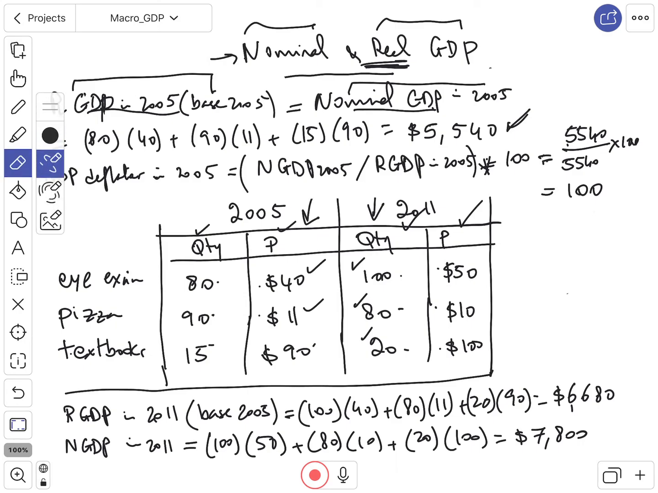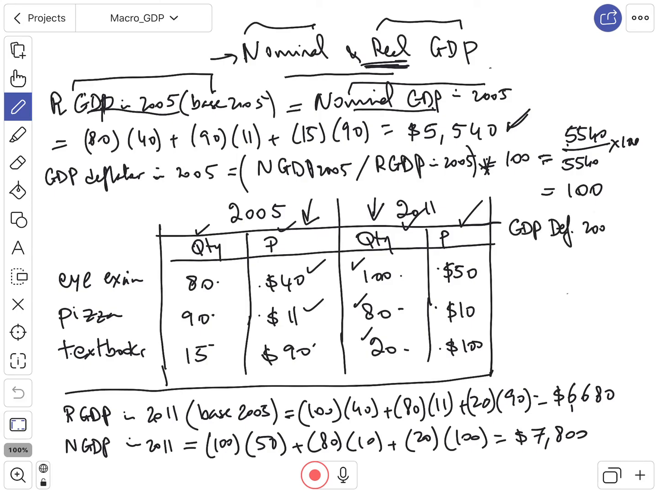Another computation of the GDP deflator: suppose that we want to compute the GDP deflator for 2011. I'm going to take the nominal in 2011 divided by the real in 2011 times 100. So it's going to be 7,800 over 6,680 times 100, and you will get something almost close to 117.